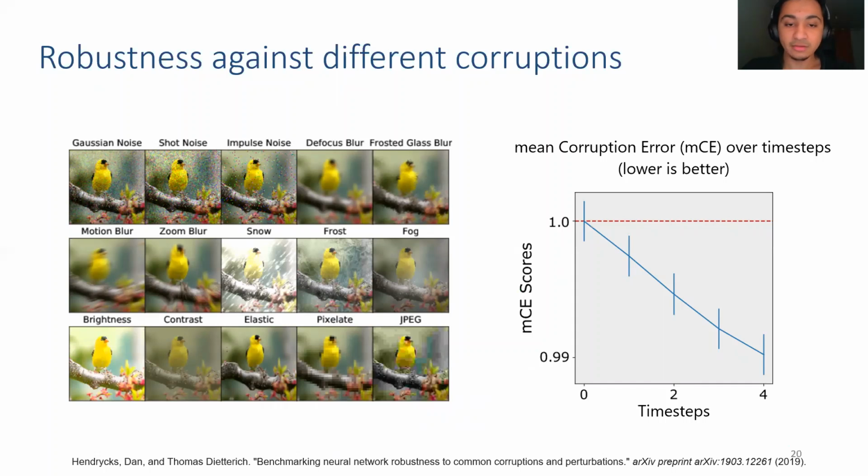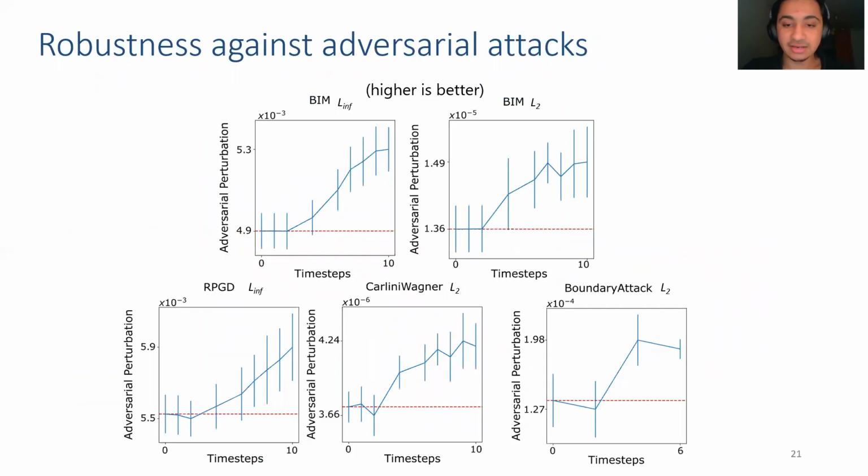We also use a suite of adversarial attacks to measure robustness. On the plots here, we can see that the median perturbation required by the attack to successfully fool the network increases across time steps, again demonstrating the robustness of our network.